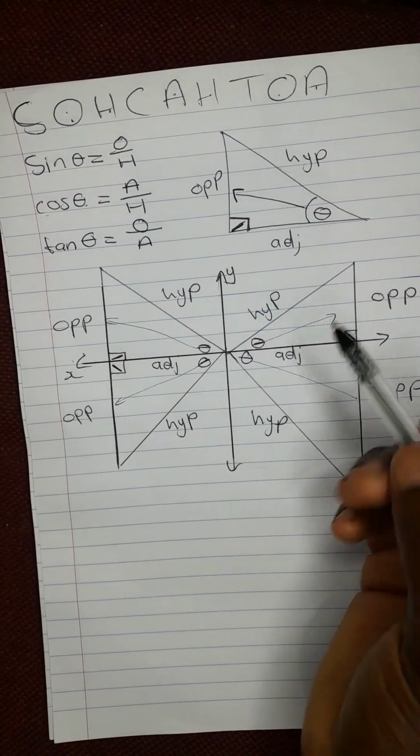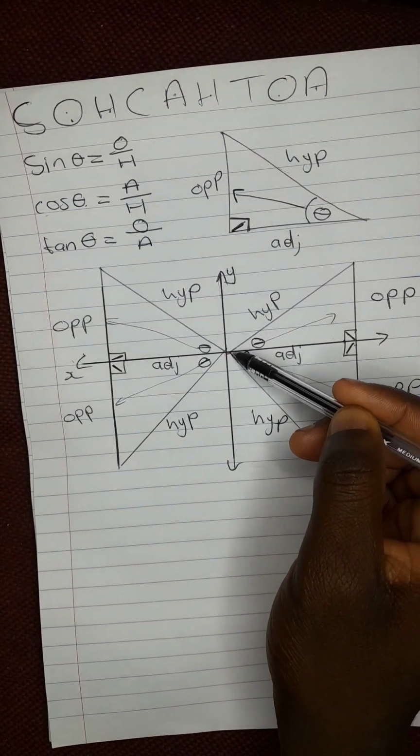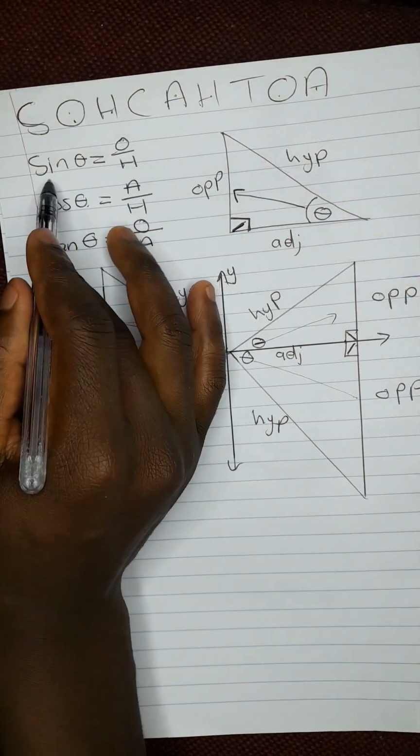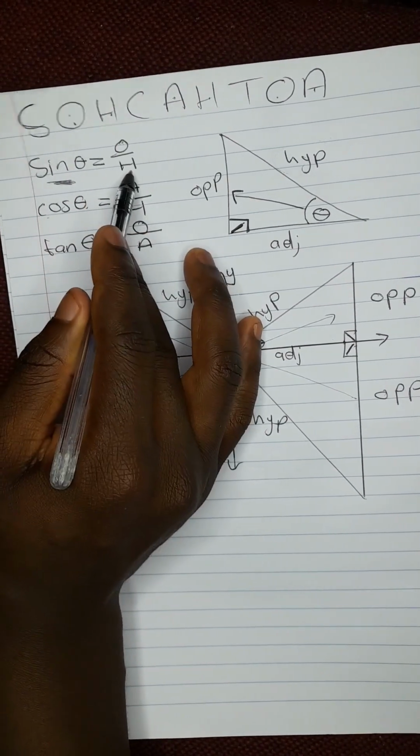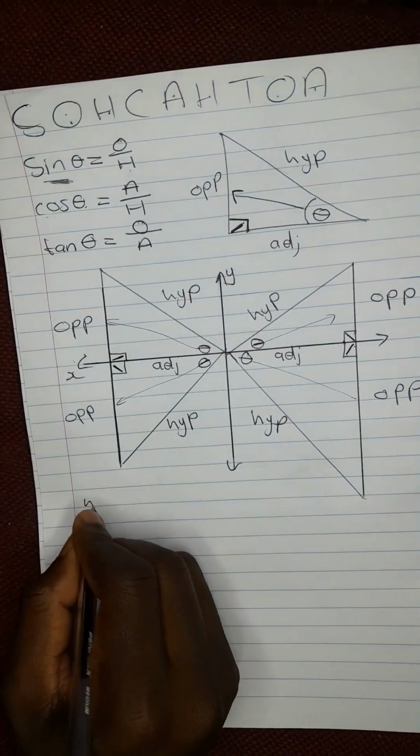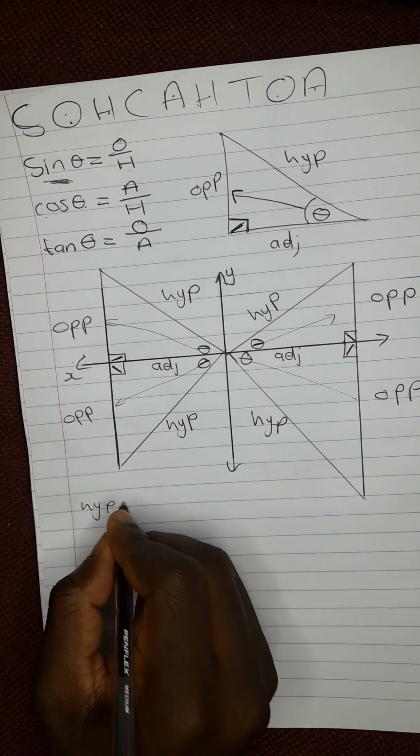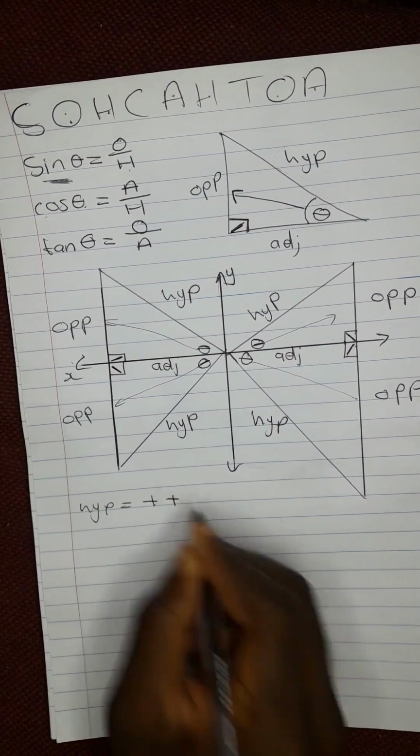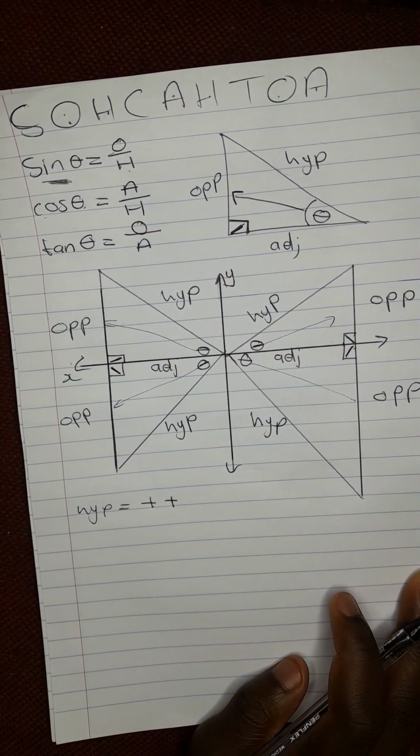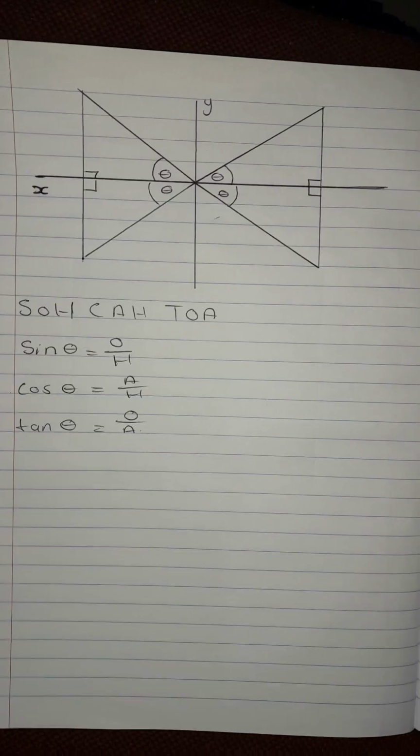Sharp. I want us to look at something. In here, I want us to look at sine. Sine is opposite over hypotenuse. And remember, our hypotenuse is always what? It is always positive. Don't forget that our hypotenuse is always positive.